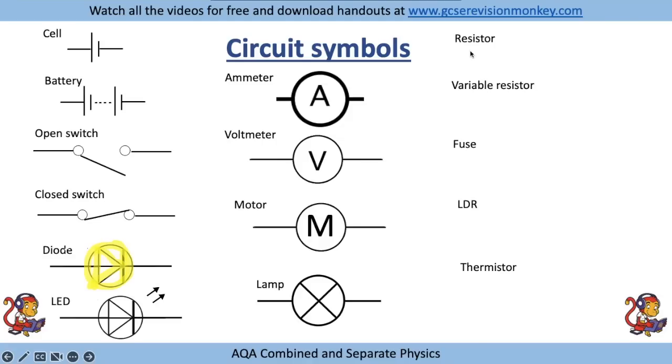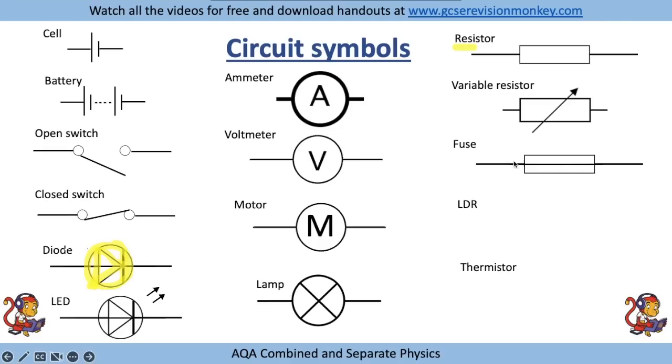The resistors are the ones with the rectangles. So a normal resistor is just a plain rectangle. A variable resistor has an arrow through it. A fuse is a resistor with a line going straight through it. An LDR is a light dependent resistor. So again, think resistor, it must start with a rectangle, and these arrows show the light going in. So it's dependent on light, as opposed to the diode, which is emitting light. And then finally, the thermistor, like so.